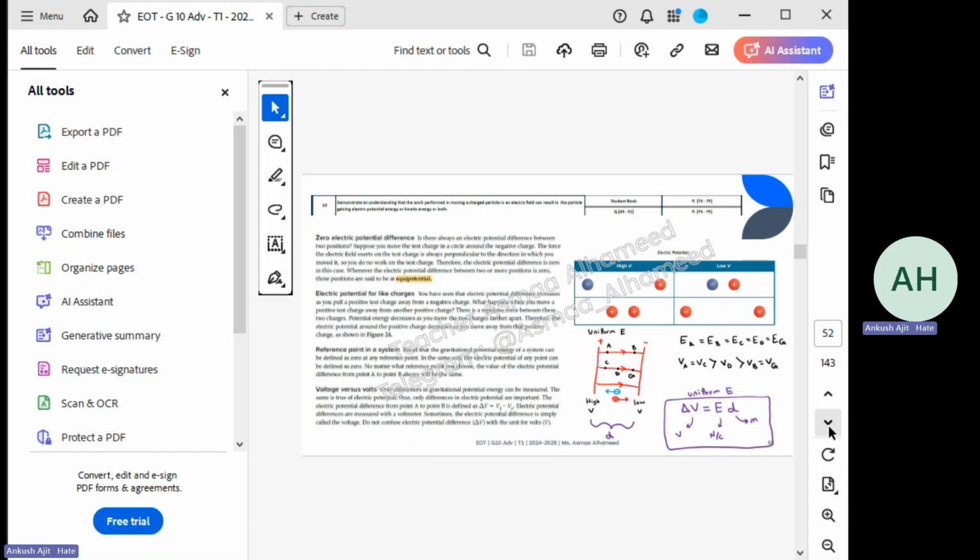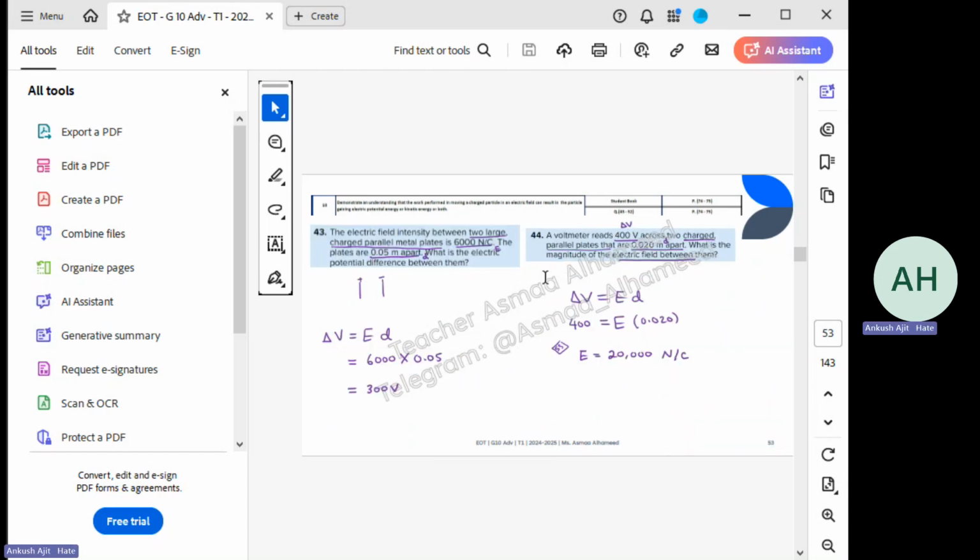The unit of volt is V. The unit of electric field is Newton per coulomb, and distance D is in meters. Okay, here are the sums. Very simple. They are just applications of the formula. The electric field intensity between two large charged parallel plates is 6000 N per C. The plates are 0.05 meters apart. What is the electric potential? So V equals to ED. 6000 into 0.05, 300 volt. This is given to you. So simple. There's nothing you have to do.